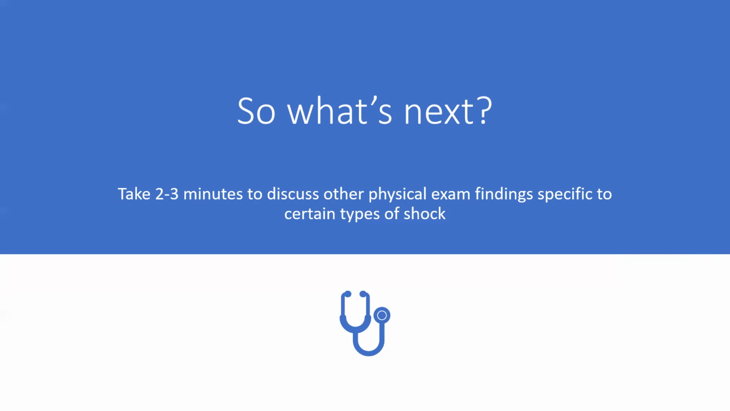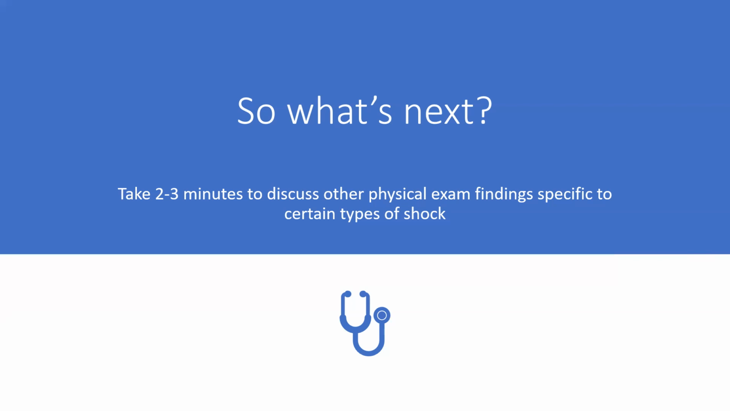We said edema might be present in obstructive, cardiogenic, but not hypovolemic. Crackles. What type of shock should have crackles? Cardiogenic. Great. I agree. There is a little bit of overlap with obstructive here. Maybe from tamponade, but not the other ones. What else?